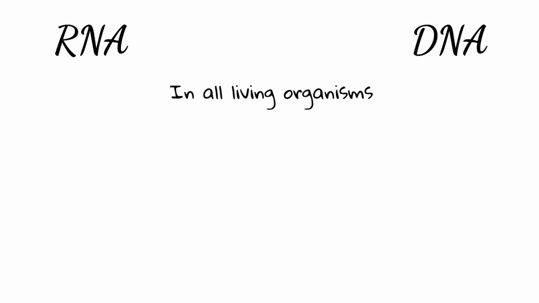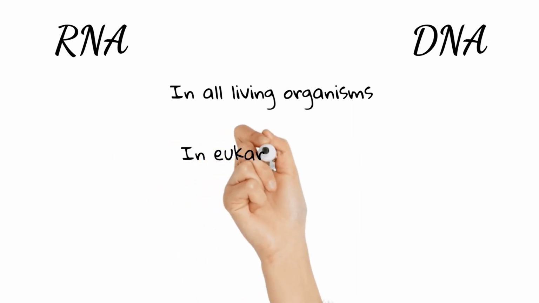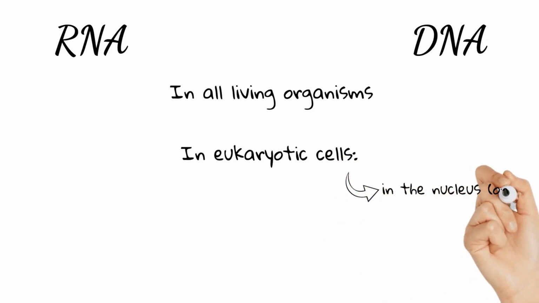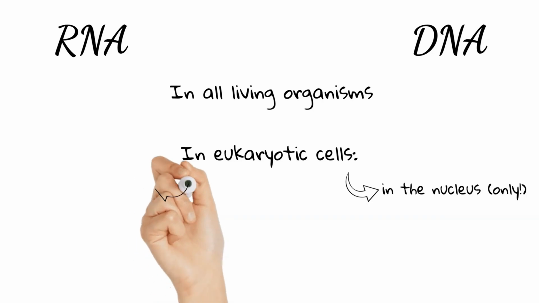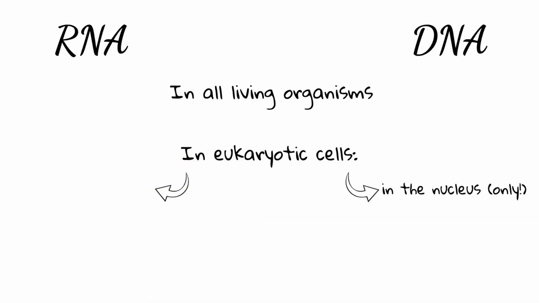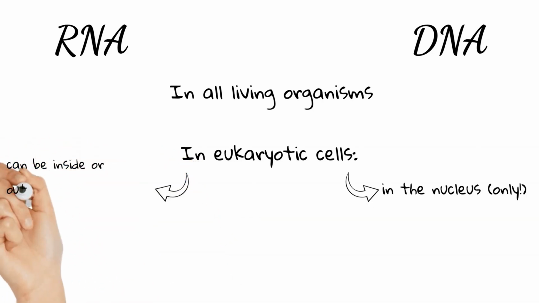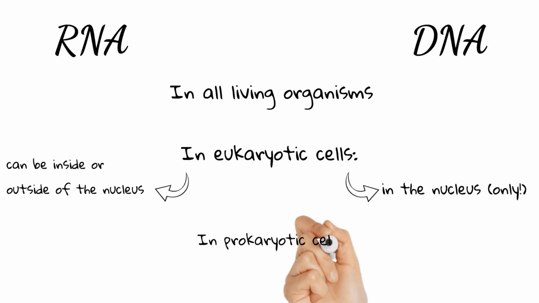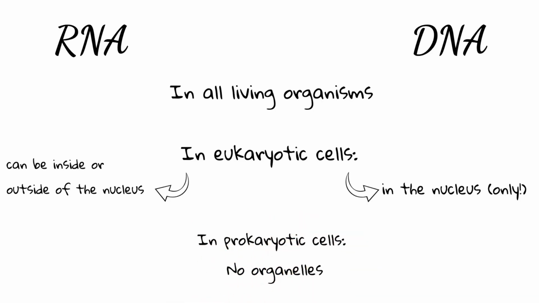Now, breaking it down more specifically, in eukaryotic cells, DNA is only in the nucleus. It cannot leave that nuclear space, which is why messenger RNA is so important. So, in eukaryotic cells, DNA is in the nucleus only. However, RNA in eukaryotic cells can be inside or outside of the nucleus. It can be just about anywhere in the cell. In contrast, prokaryotic cells have no organelles. And so we can find DNA and RNA in specific regions, maybe, of the cell.